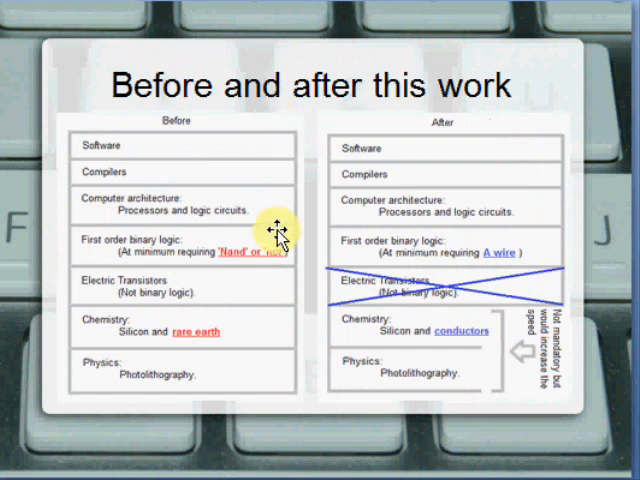Okay, so what's the difference before and after this work? Well, everything is the same. It starts with software, then it's compilers, then you have the computer architecture that is a structure of logic gates, and then you have transistors, but this layer is removed and it becomes wires only, and the chemistry and physics are the same. So photolithography or e-beam lithography, it's kind of the same for the rest of it. The only change is the removal of transistors.